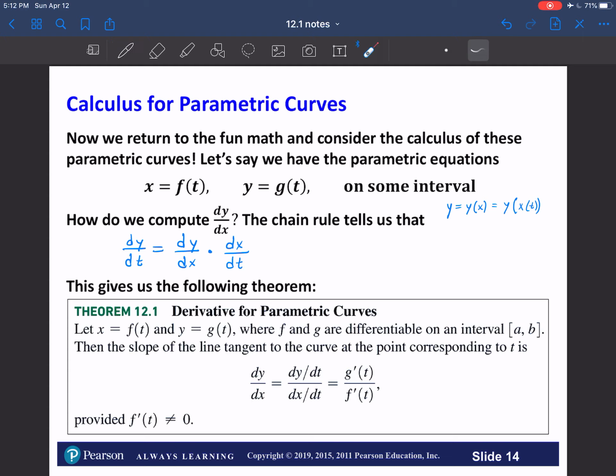One way to think about it, even though this isn't technically correct, is that the dx's here cancel out, and what you're really left with is just dy over dt. Then, if we really care about finding dy by dx, remember that's the whole point, we can divide both sides by dx by dt. So dy by dx is equal to dy by dt divided by dx by dt.